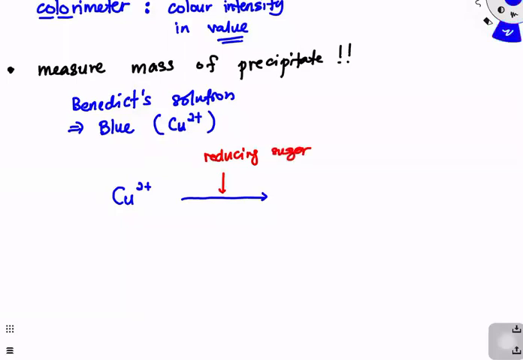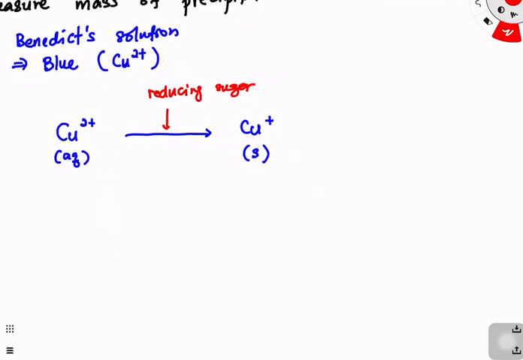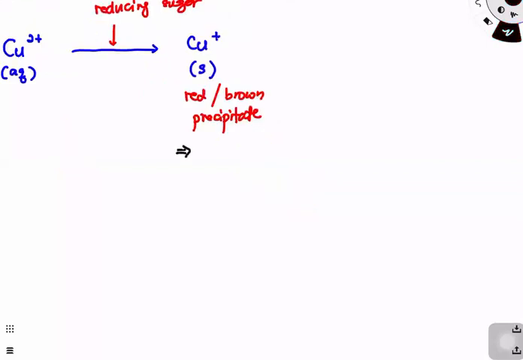So this reducing sugar has the ability to reduce the Cu2+, which is in the aqueous phase, into Cu+ or copper 1 ions, which is solid. And this solid is a red or brown precipitate. Are you clear? So it means that the higher the concentration of the reducing sugar, the more brown precipitate I will get. I will actually be able to measure the dry mass of the precipitate.